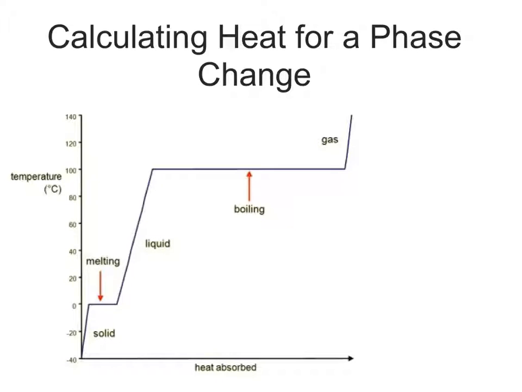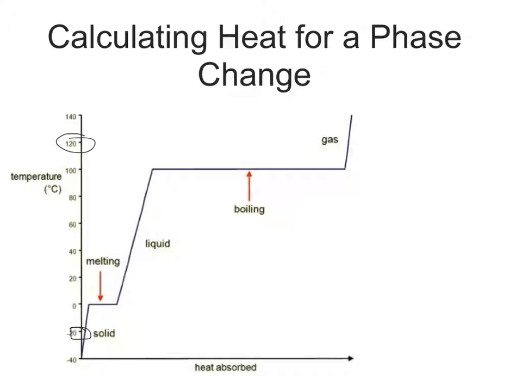So if I were to take a certain amount of solid ice at negative 20 degrees Celsius, and I wanted to know how much heat, how much energy I had to put in to raise it to 120 degrees Celsius, I would be going from the solid phase to the gas phase. And looking at this graph, there's actually 5 different heat processes that it would have to undergo.